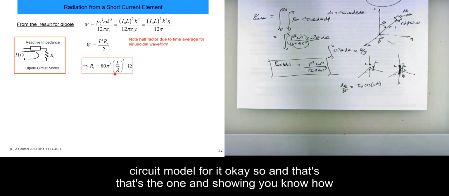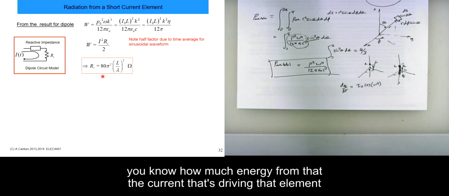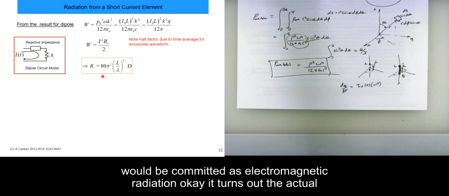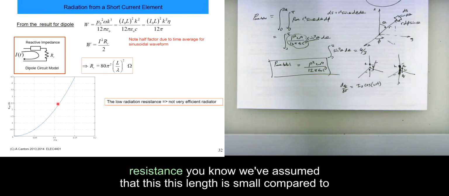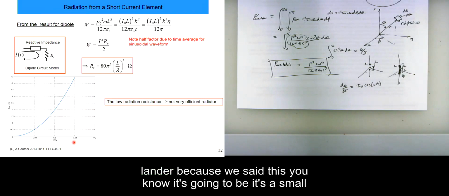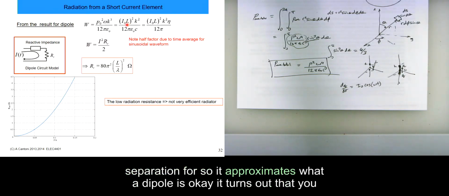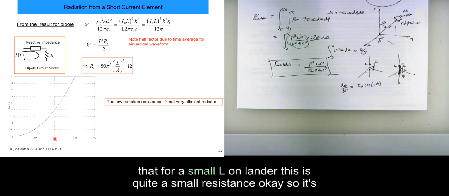Okay, so that's the one showing how much energy from the current driving that element would be emitted as electromagnetic radiation. It turns out the actual resistance, we've assumed that this length is small compared to lambda, because it's a small separation, so it approximates what a dipole is. It turns out that for small L on lambda, this is quite a small resistance.